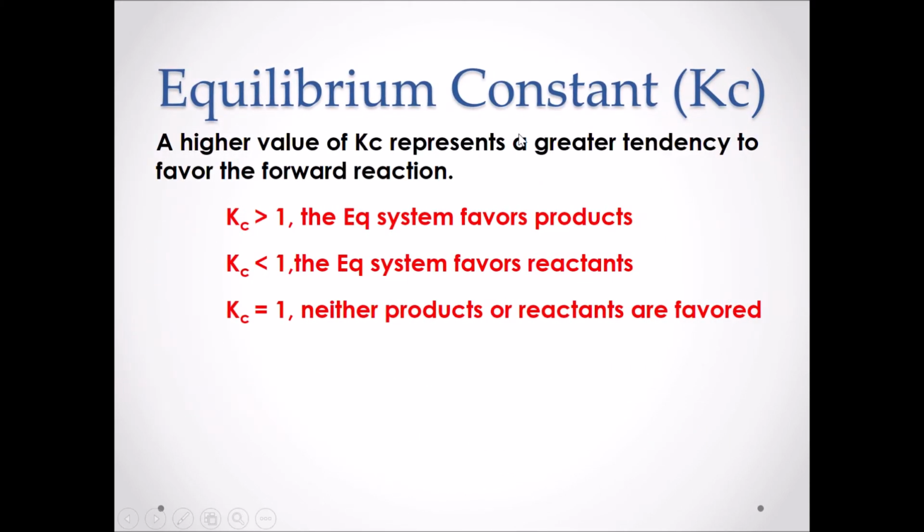Kc provides us with important information regarding the equilibrium reaction. A higher value of Kc represents a greater tendency to favor the forward reaction. If Kc is greater than 1, the equilibrium system favors the products. If Kc is less than 1, the equilibrium system favors the reactants. And if Kc equals 1, neither the products or reactants are favored. That would mean that we have equal amounts, 50% of the products and 50% of the reactants.